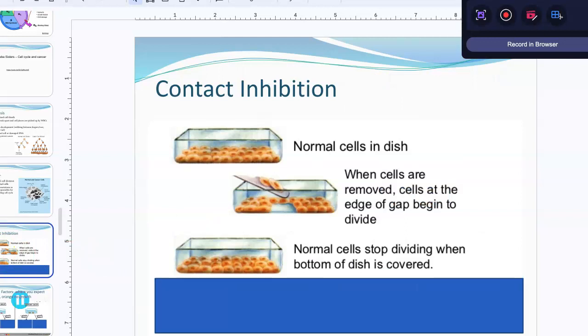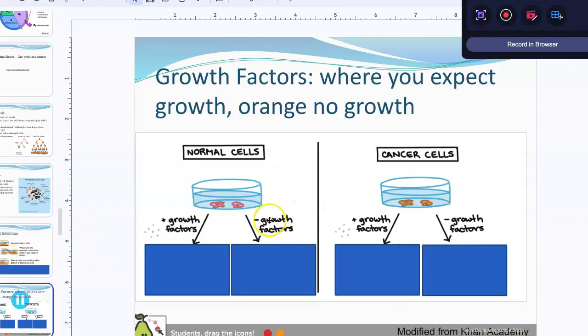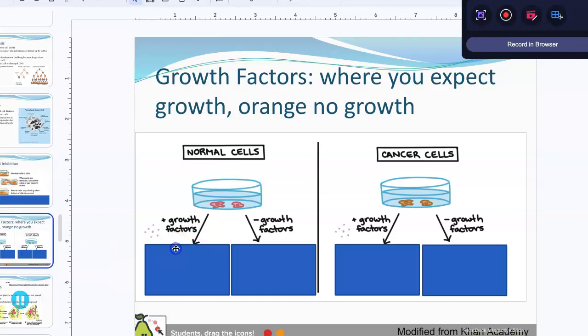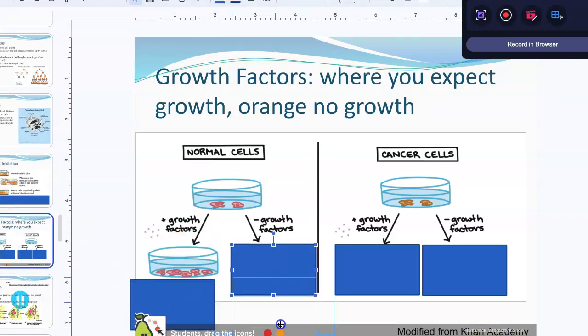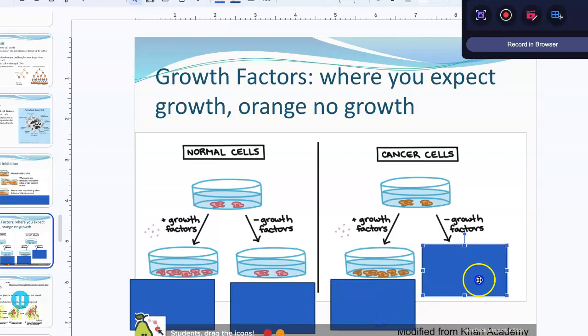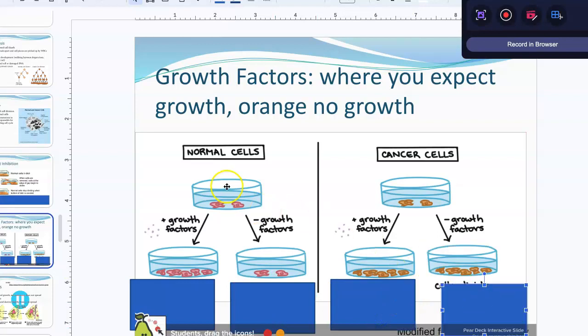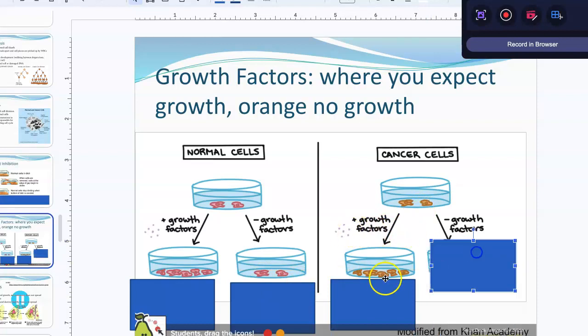And so here you have normal cells with growth factor in each one, and you guys can see that normal cells, when you add growth factor, they would continue to grow. If you get rid of growth factor, they would not continue to grow. Whereas cancer cells, it doesn't matter if the growth factor is added or not added. What would happen is that they would grow anyway.